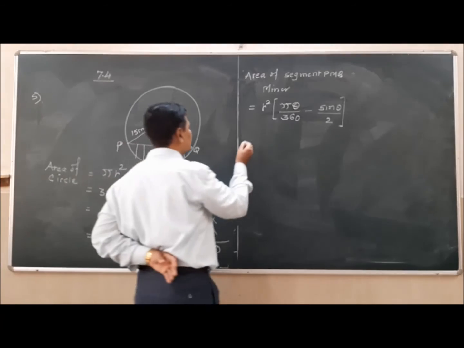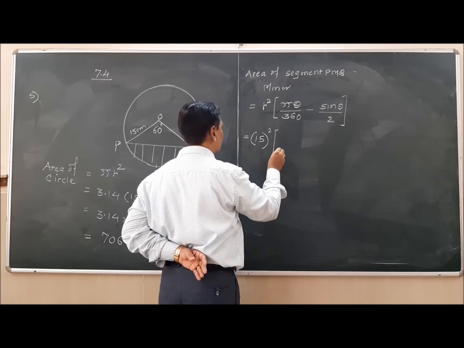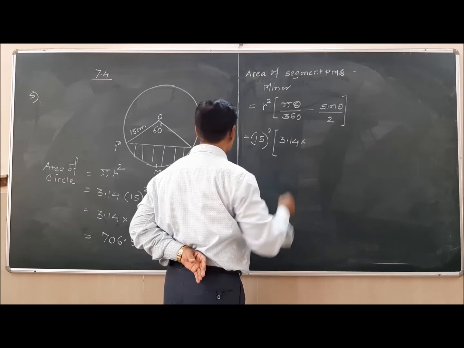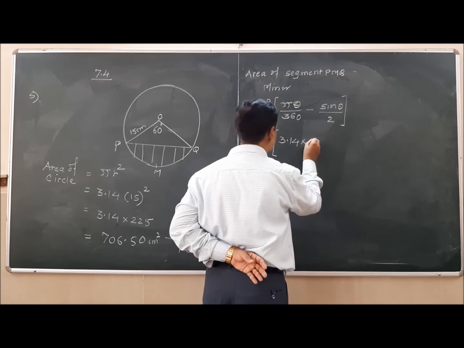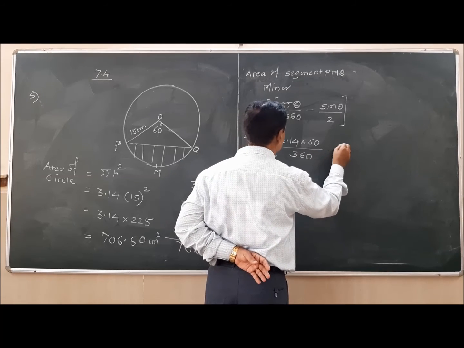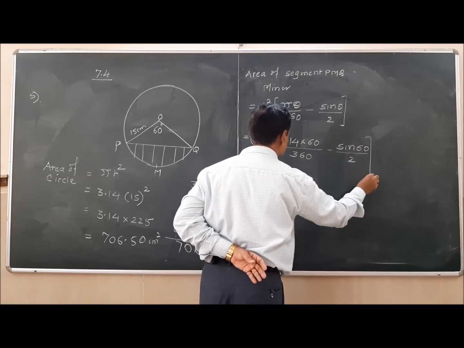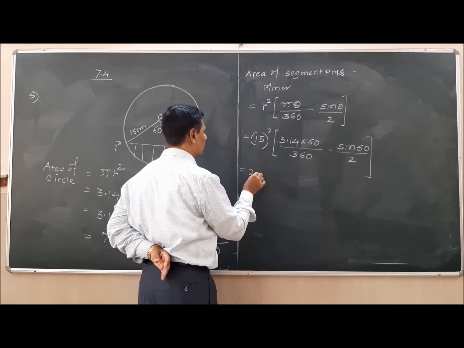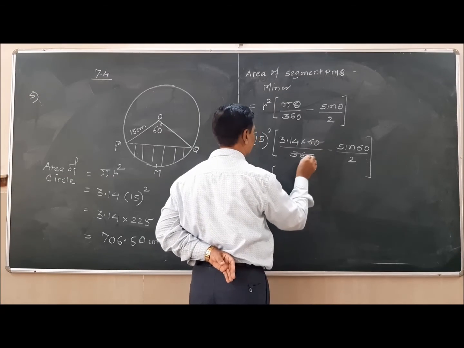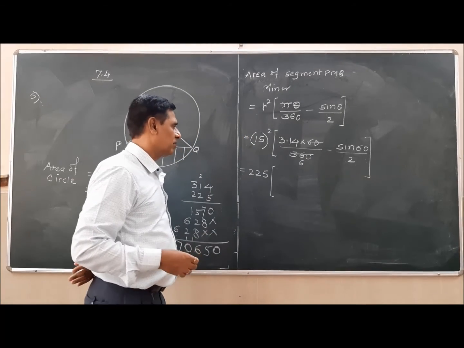The radius is given as 15, so I will get 15 square. The value of pi is 3.14. Theta is always the central angle, which in this case is 60, so 60 upon 360, minus sin 60 upon 2. 15 square, as you all know, is 225. Then 60 upon 360 is 1 upon 6.